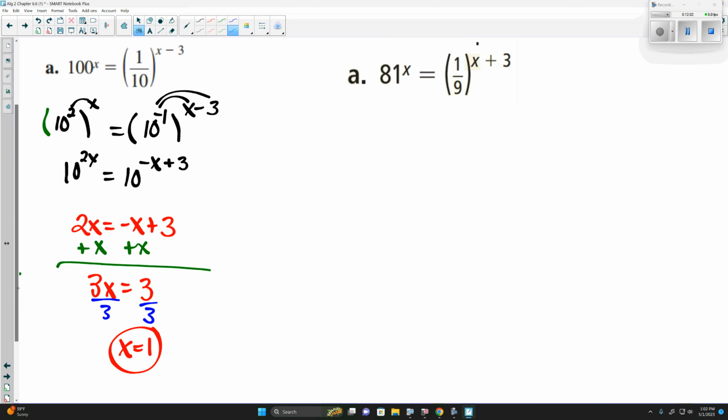Any questions on how we did this here? Let's look at the next one. What would we rewrite both of these as? 9 squared to the x and 9 to the negative 1.